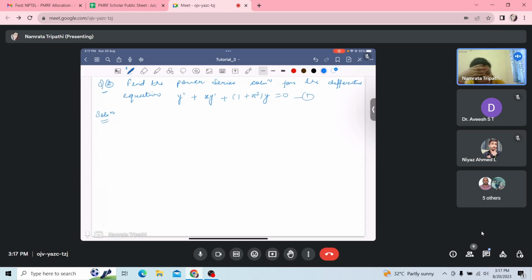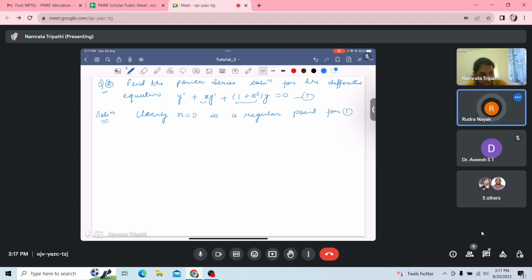P of x, Q of x. You can check the limit. So clearly x is equal to 0 is a regular point for equation 1. Can you tell how to find the regular point? How to find a regular point?